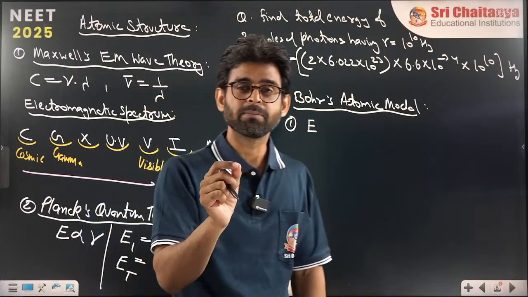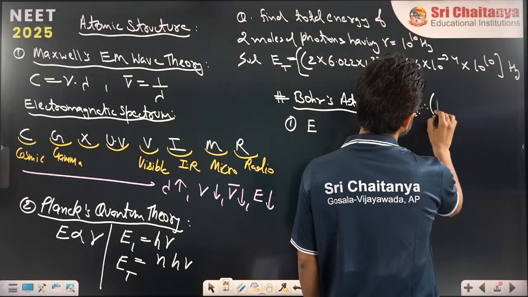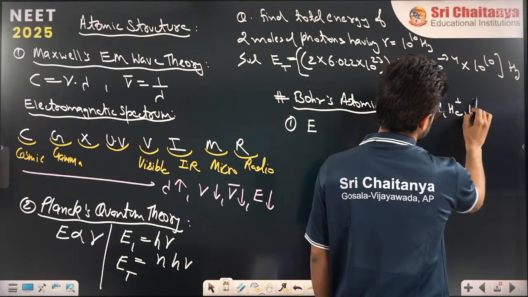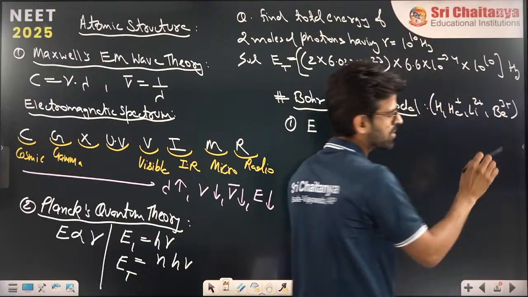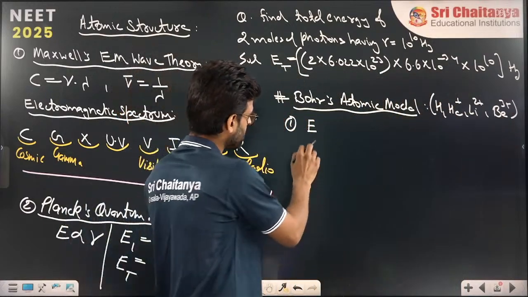This model is applicable only for a one-electron system. You can apply this only when it is hydrogen, helium plus, lithium 2 plus, or beryllium 3 plus. Otherwise you can't apply it. Only a one-electron system. The formula is very much important.